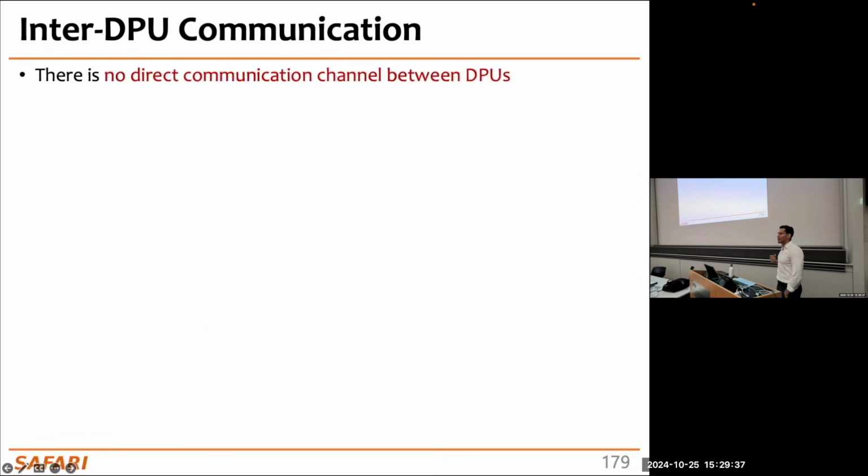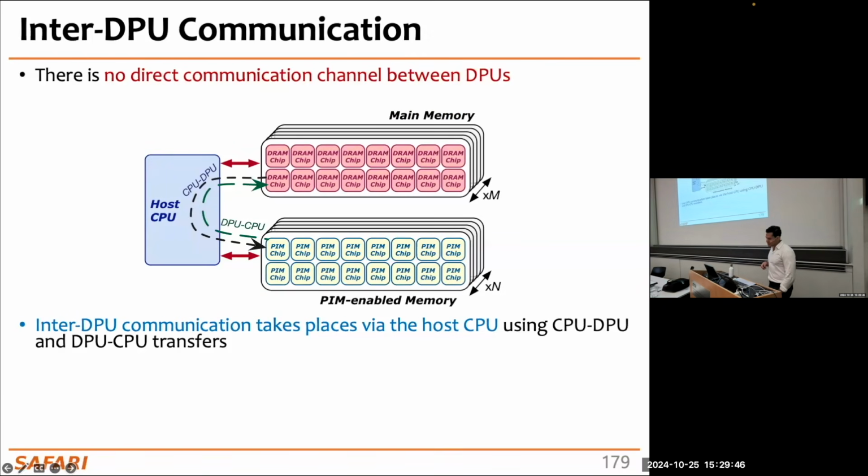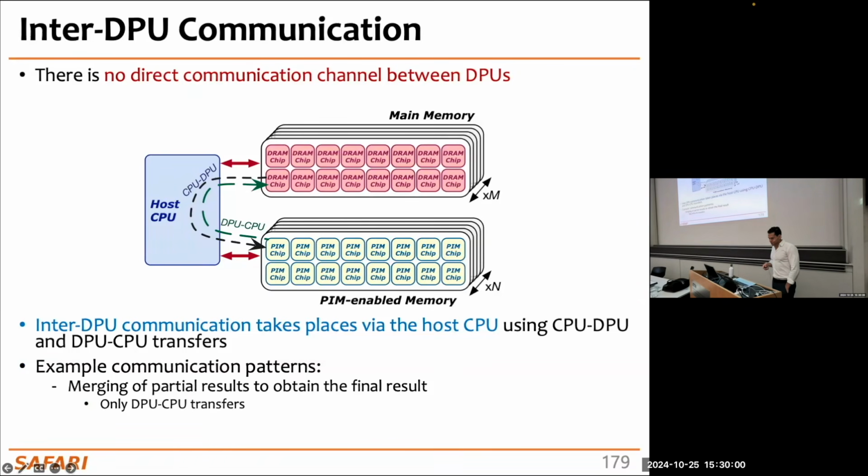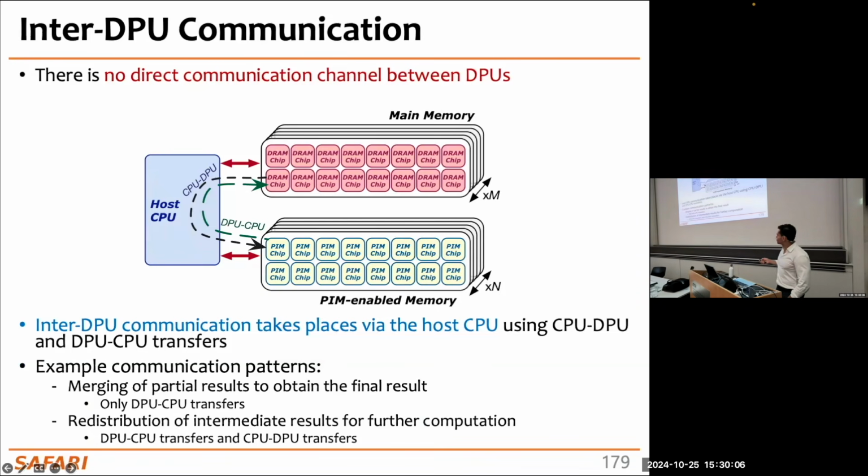An important thing about the UPMEM processing-in-memory system is that there is no direct communication across the DPUs in a single DRAM DIMM. This means that if you need to move data from this chip here to this chip here, you need to go through the CPU, copy the data to the main memory, and then write back the data to the destination DPU. This is important for communication patterns like merging partial inputs or distributing intermediate results. All of these require you to ping-pong the data back and forth through the CPU and the main memory.